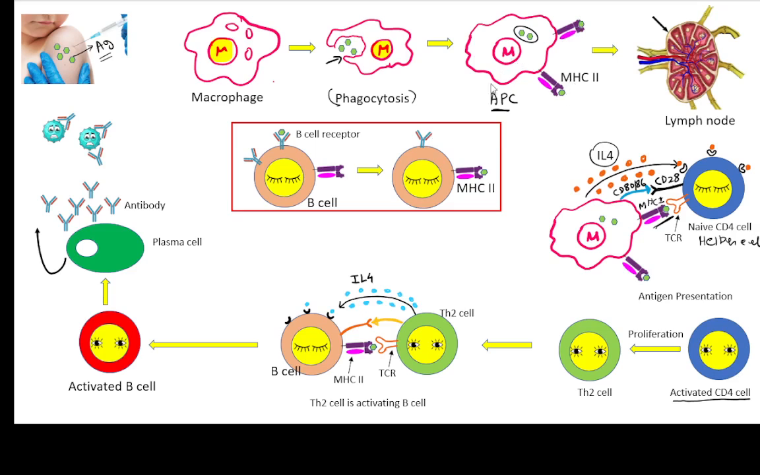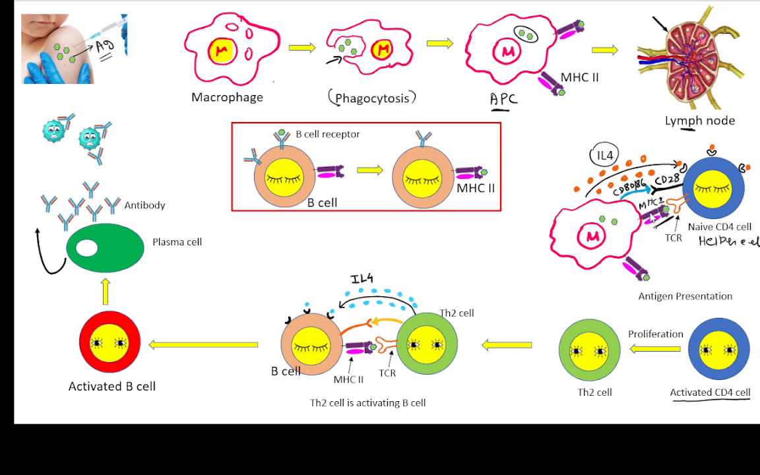What happens next? The macrophage migrates towards the lymph node. The lymph node is a secondary lymphoid organ where we find the naive CD4 cell or T helper cell. After that, the antigen presentation takes place. The macrophage will display the antigen with its MHC class II molecule, and it will be presented to the naive T cell. The naive T cell is in its sleeping mode. It is not activated yet.